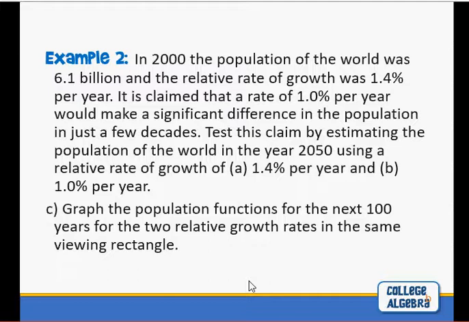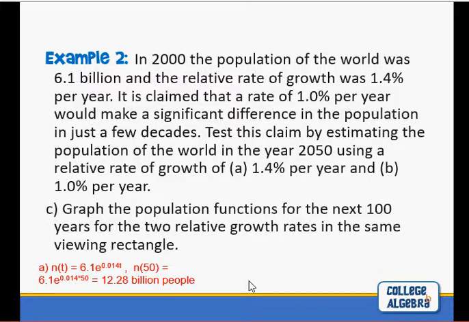Test this claim by estimating the population of the world in the year 2050 using the relative growth rates of 1.4%, what it actually was in the year 2000, and then 1%. Of course, a lot of time has already passed since the year 2000 when I first got this problem from one of the textbooks, but anyway, we're going to solve it with these numbers. And then part C, draw a graph again. So the idea is we're going to look at it with these two different growth rates and look at the difference. So you have to find the functions first.